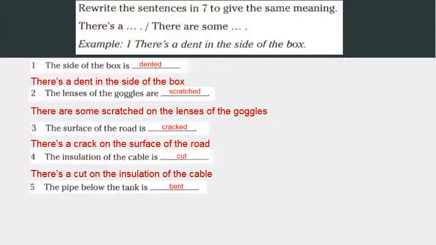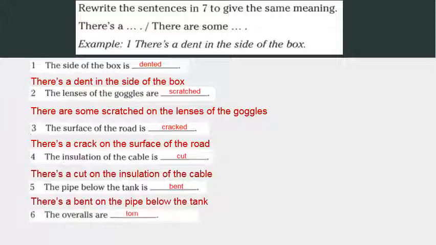Number 5, the pipe below the tank is painted. This is singular, so there is a paint on the pipe below the tank. 6. The overalls are torn. You can say there are some tears on the overalls.